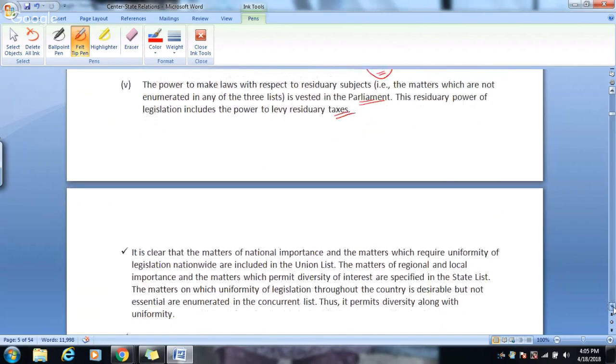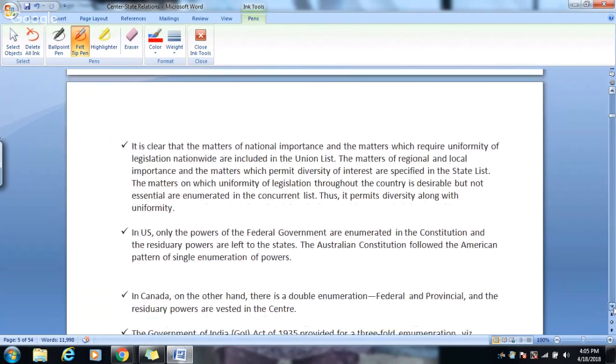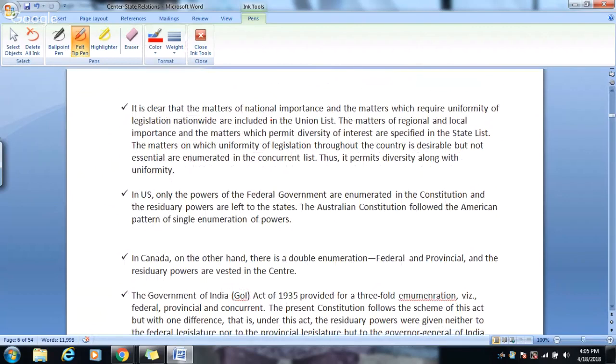So if we see, matters of national importance and matters which require uniformity of legislation nationwide are included in the union list, and matters of regional and local importance and matters which permit diversity of interest are specified in the state list, and matters on which uniformity of legislation throughout the country is desirable but not essential are enumerated in the concurrent list. Thus it permits diversity along with uniformity.